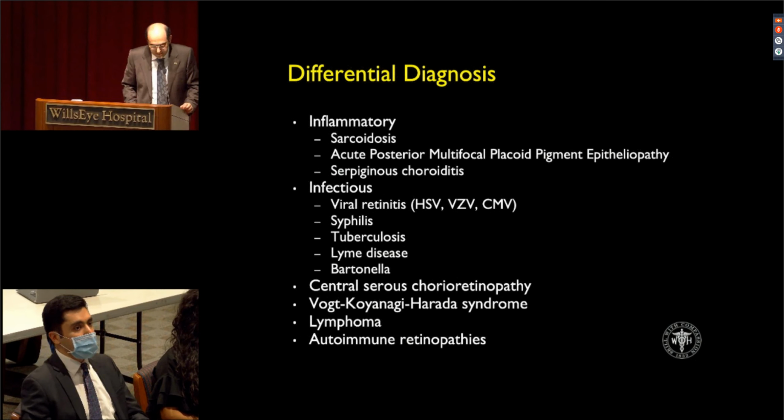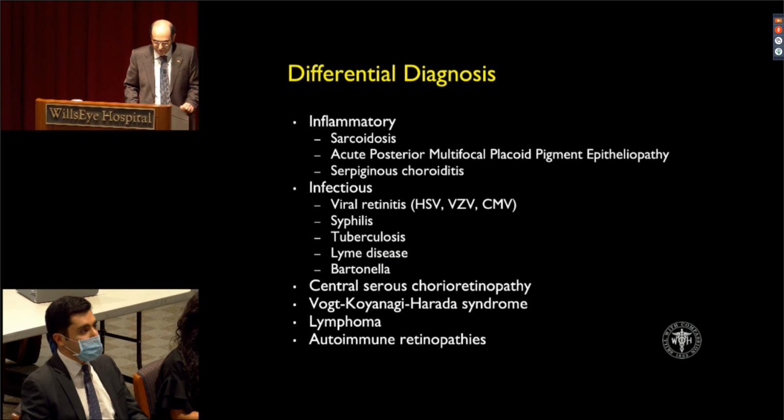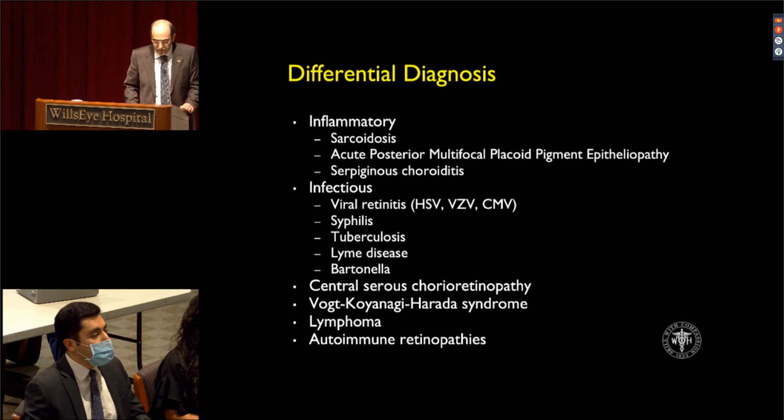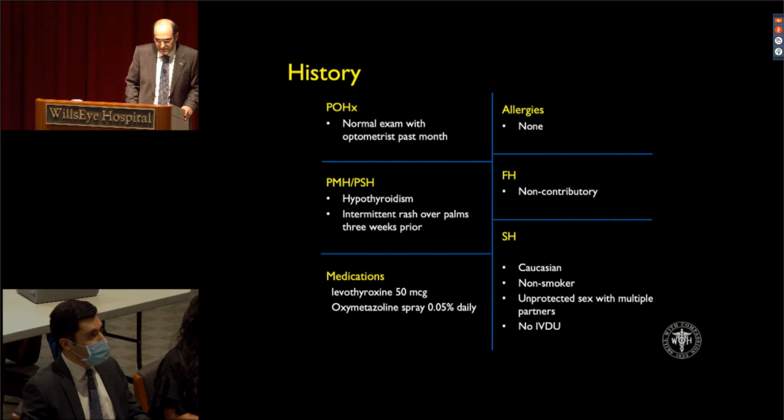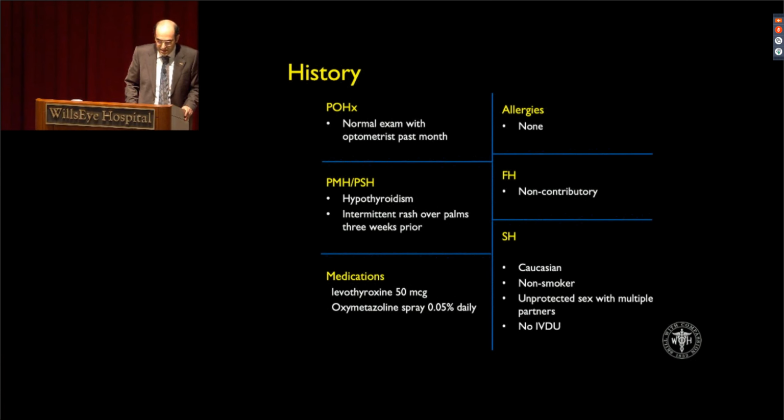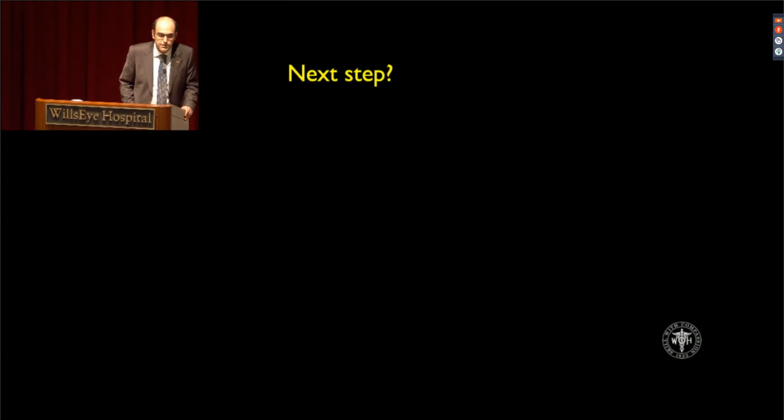Excellent. You almost mentioned all the differentials we were thinking of. So I'll provide some more history in regards to our patient. Past ocular history was normal. In terms of past medical history, our patient states intermittent rash over palms 3 weeks prior to presentation. And our patient was a non-smoker, no IV drug user, and mentioned unprotected sexual behavior with multiple partners. So what would be your next step?